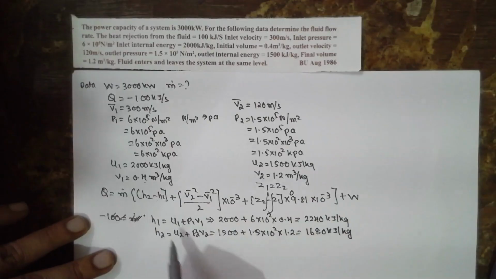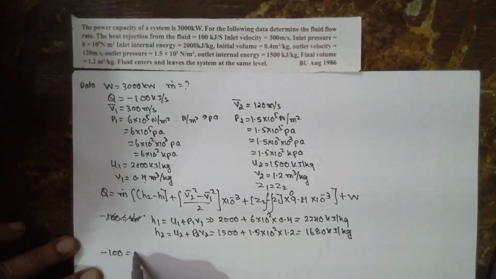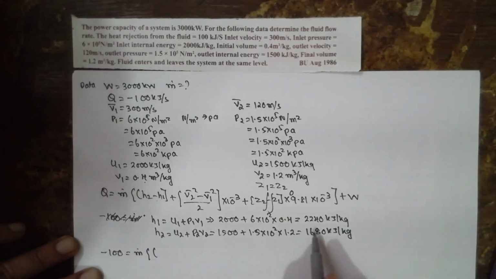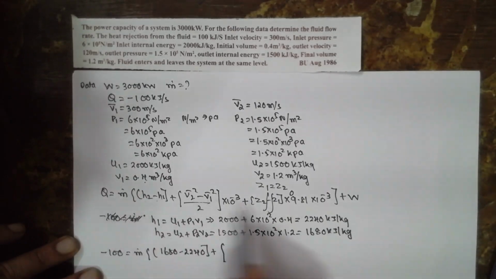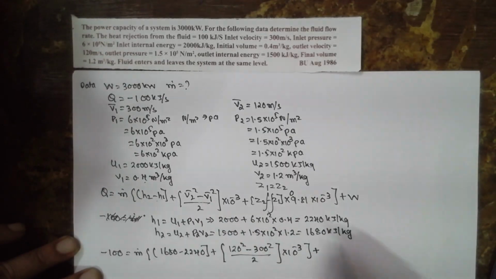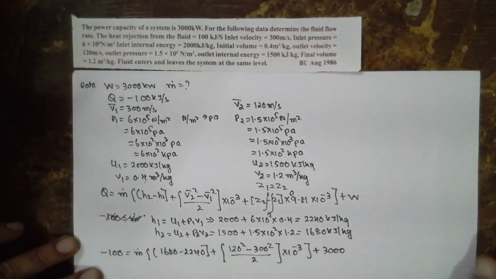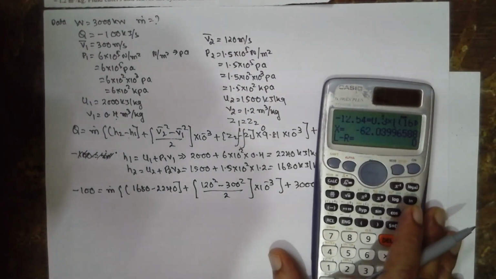Now we can substitute in the above equation. Minus 100 is equal to m dot, which is unknown, into (H2 minus H1, that is 1680 minus 2240, close the bracket, plus velocity: 120 square minus 300 square divided by 2 into 10 raised to minus 3, close the bracket), plus W, which is 3000. Now find it out with the help of a calculator. Let us see how to find that part.